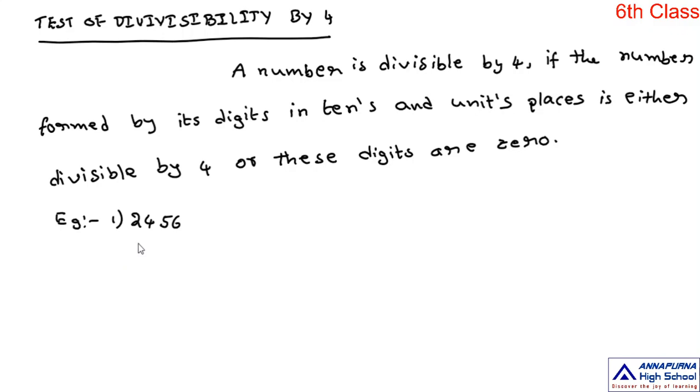If it is not divisible by 4, then the given number is not divisible by 4. First, what is the number formed by the last two digits, that means the units and tens places?